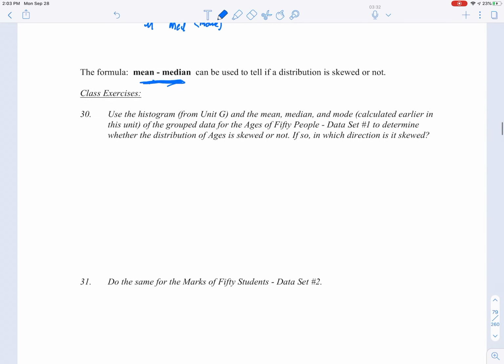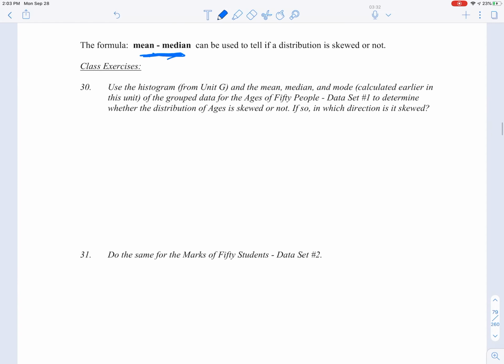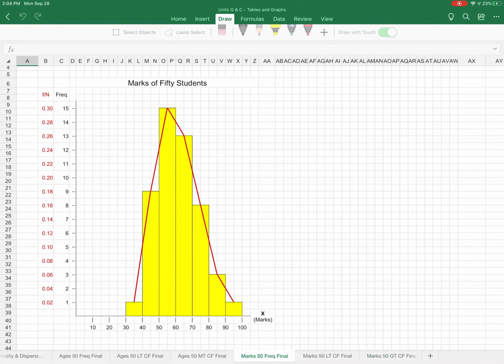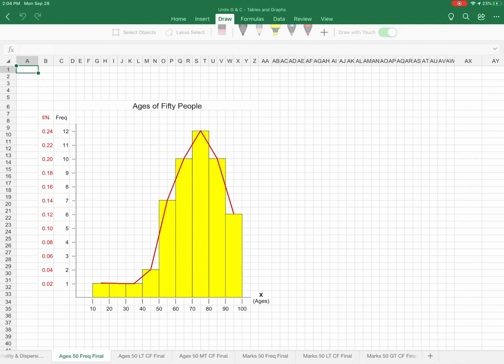Let's take a look here at the histograms from Unit G and the marks for the 50 students here. And let me go into Excel here and see. And I'll go back actually to this one here. The ages of the 50 people, as you can see that this looks like this is negatively skewed. And so it's like we took our lower tail and gave it a yank to the left. So skewed to the left.